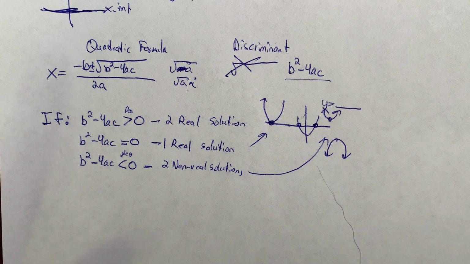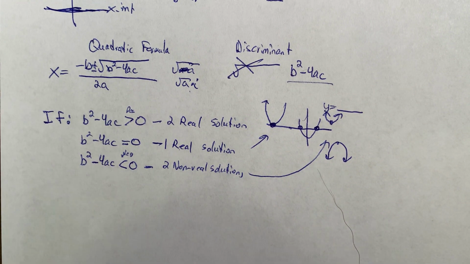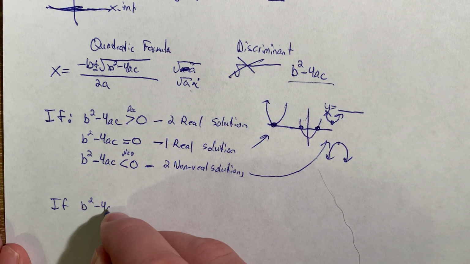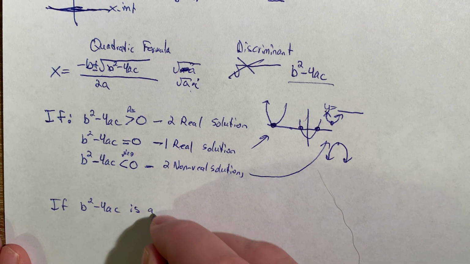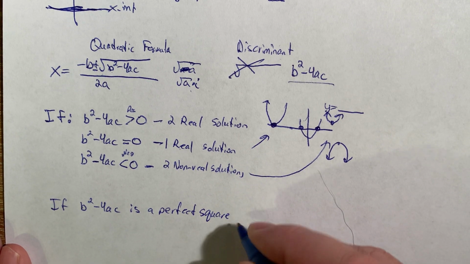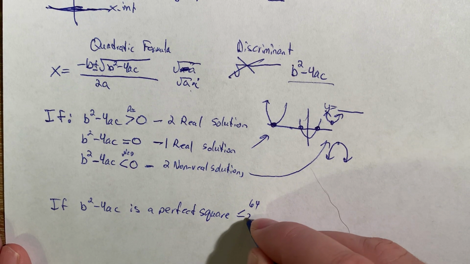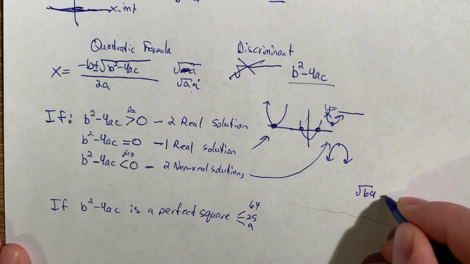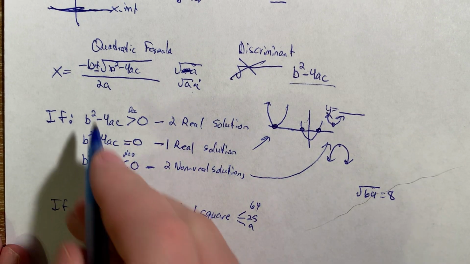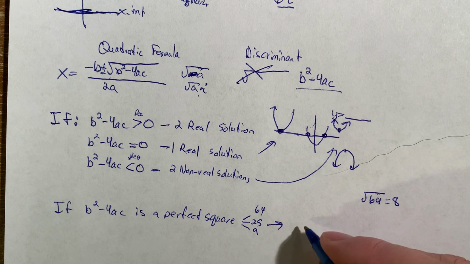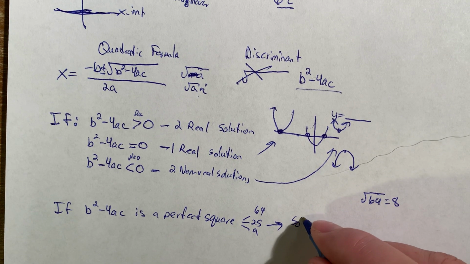So you can tell based on the sign of the discriminant what's going on, how many solutions you're going to have. But we can do more. If b squared minus 4ac is a perfect square number, like 64 or 25 or 9, numbers that you can take the square root of and get an exact answer, then the solutions will be nice.